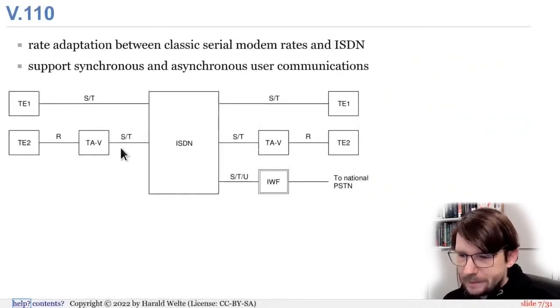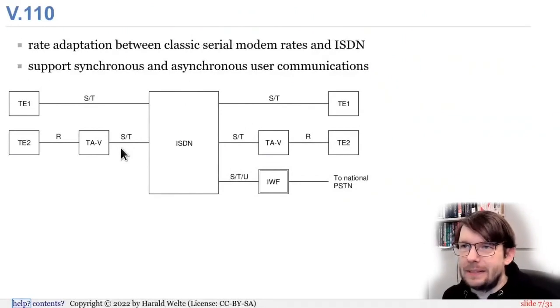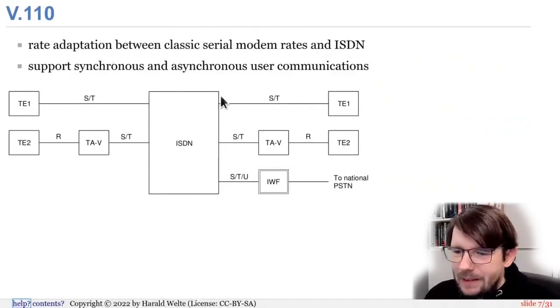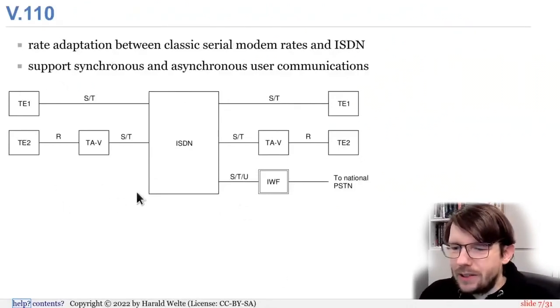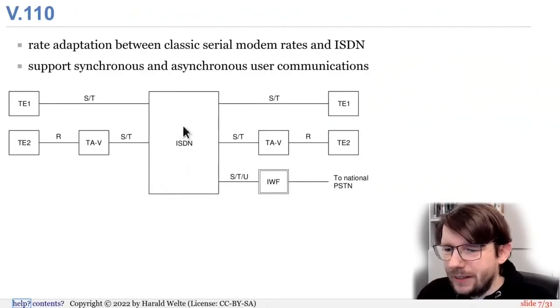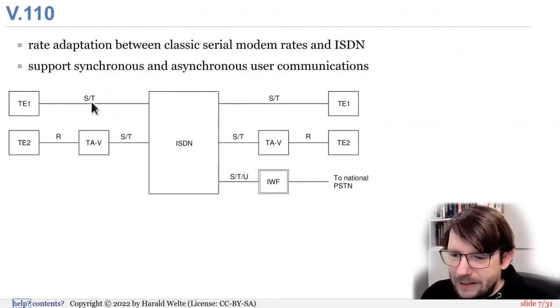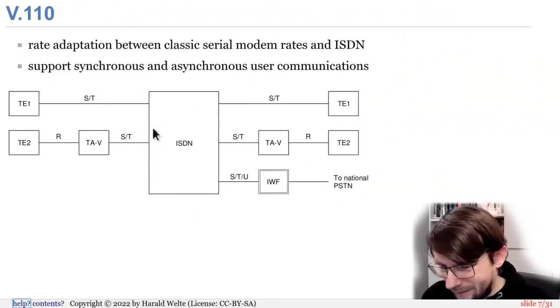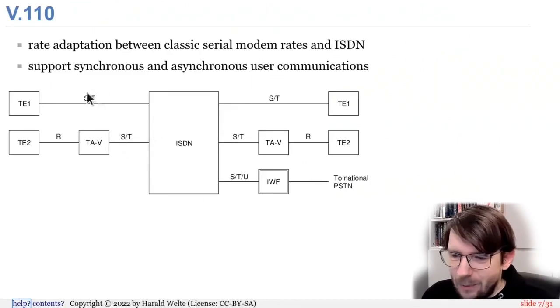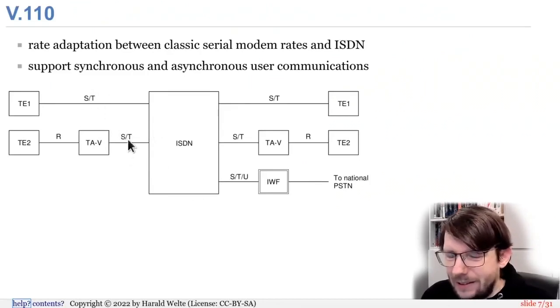If we look at V.110 as the first type of protocol, let's look at this reference diagram. This shows different possible configurations. So we have the ISDN network in the center. Typically there might be lower level details like an NT and so on, but in the end, at some point, there is an S/T interface, meaning a basic rate interface.